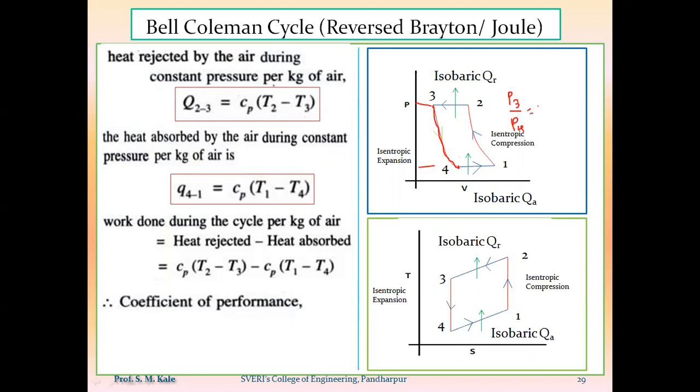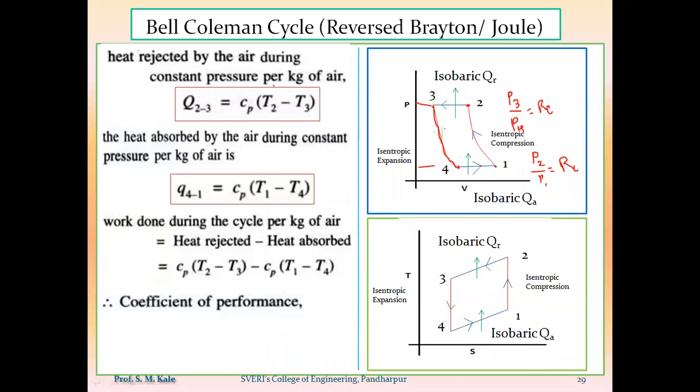P3 by P4 will be called the expansion ratio. And here 1 to 2 process is a compression process. So P1 is pressure before compression, P2 is pressure after compression, and this pressure ratio P2 by P1 will be called the compression ratio.